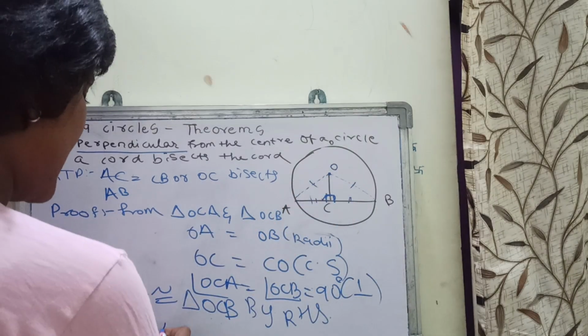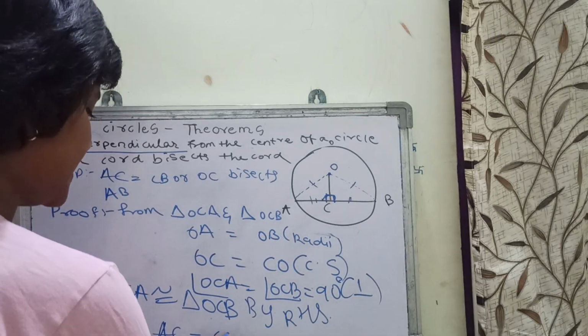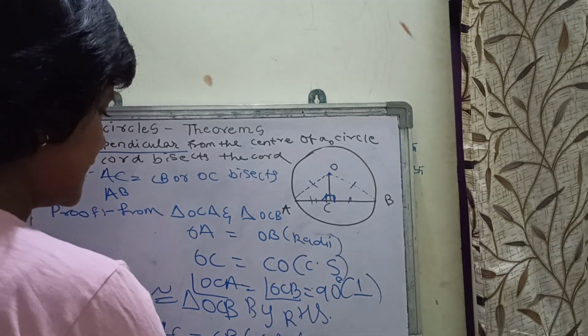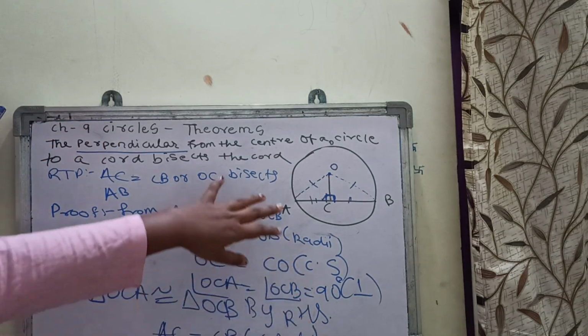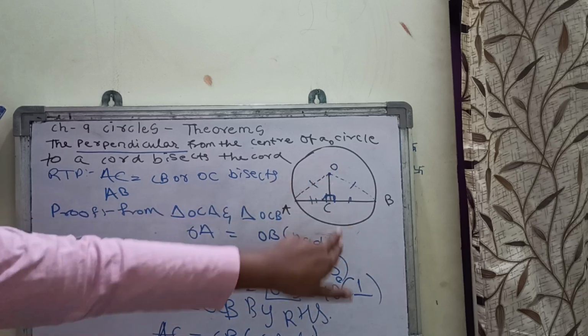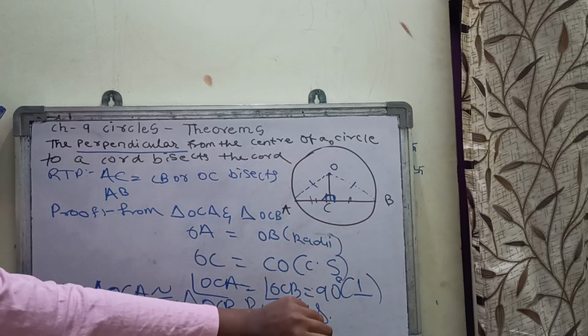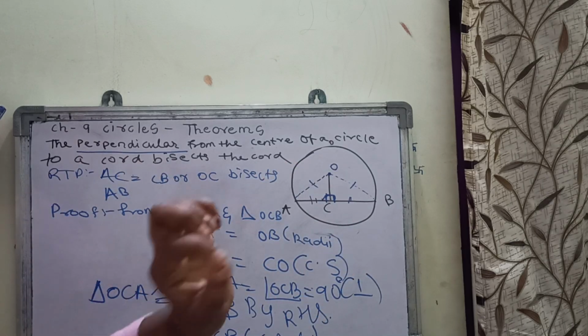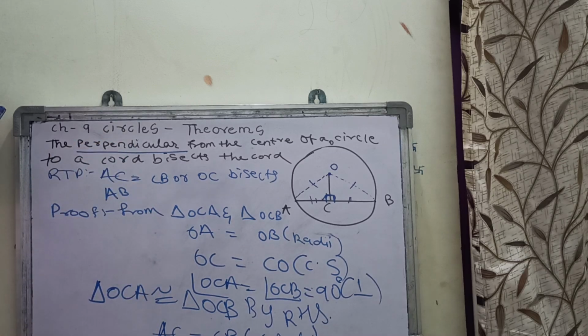We can say that AC is equal to CB by CPCT. Hence we proved that the perpendicular from the center bisects the chord. So theorem 3 is also proved.